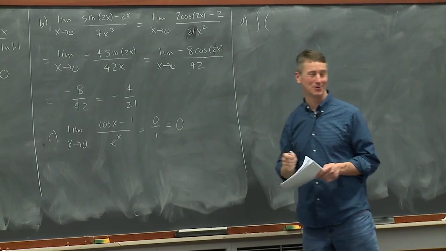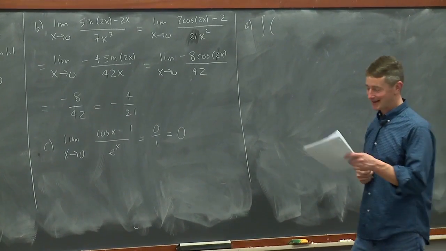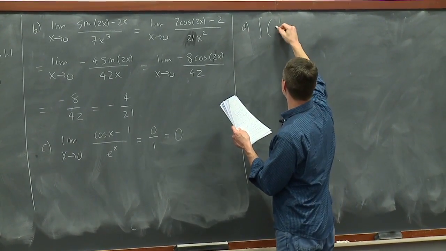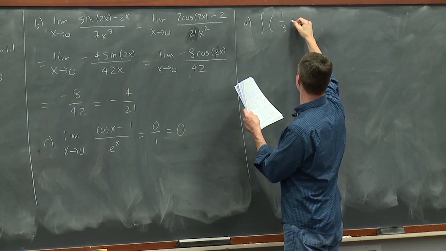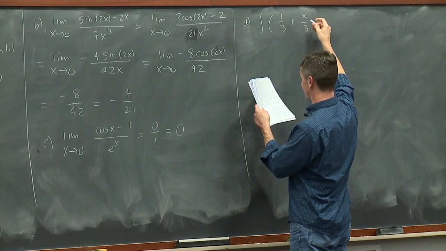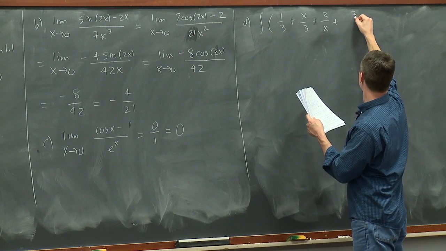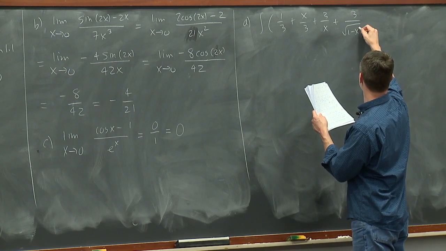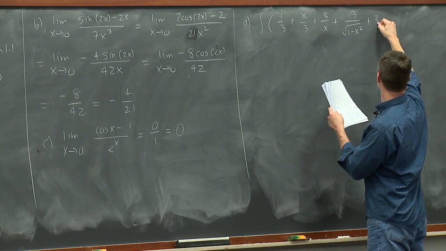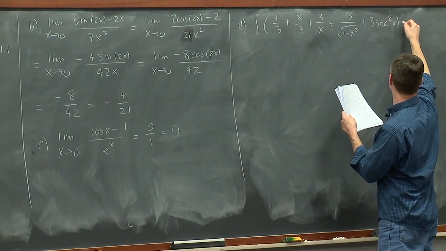Any questions on L'Hopital's rule or limits? All right, then we learned about integrating, right? So we learned how to find things like this. Integral of 1/3 plus x over 3 plus 3 over x plus 3 over the square root of 1 minus x squared plus 3 secant squared of x dx.